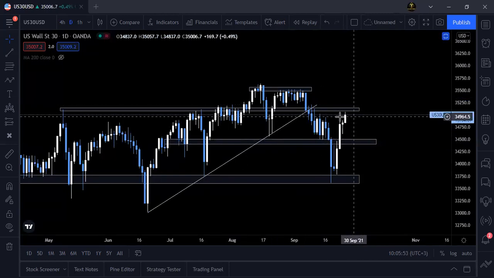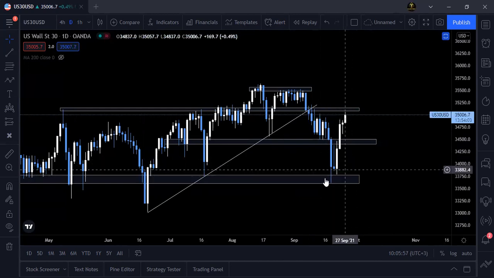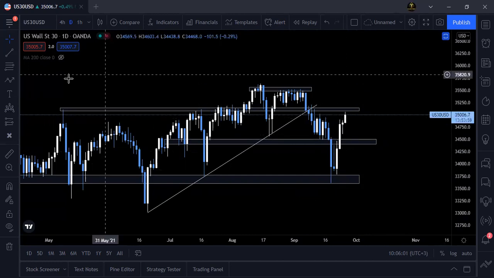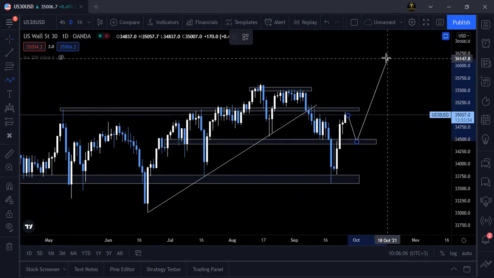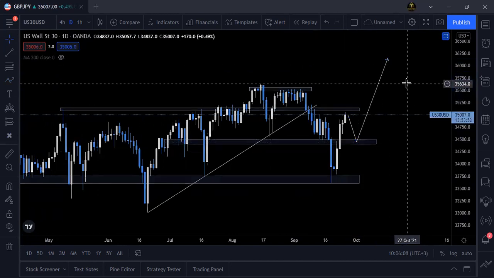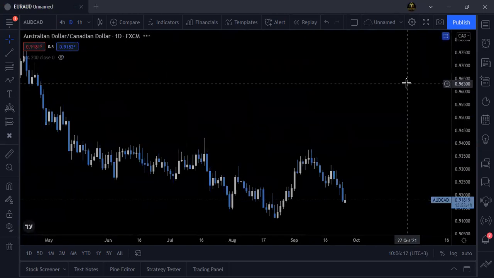So US30 prices are on this. As you can see, after they bounced off this major market structure here, broke above here, and right now they're still up there, still looking to push higher. So I'll be expected to see a retracement here and a continuation all the way up there. That's my bias on the Eurojpy.